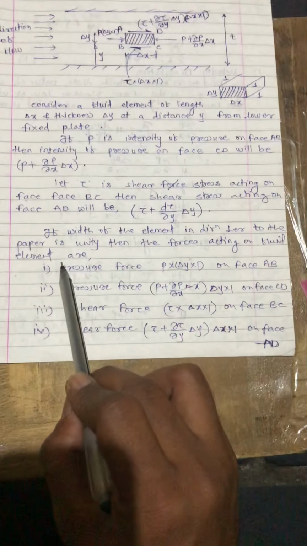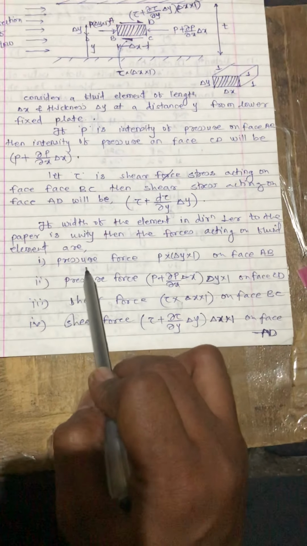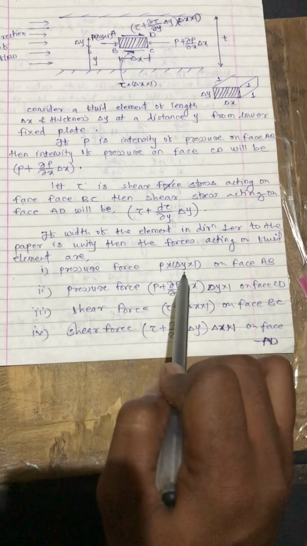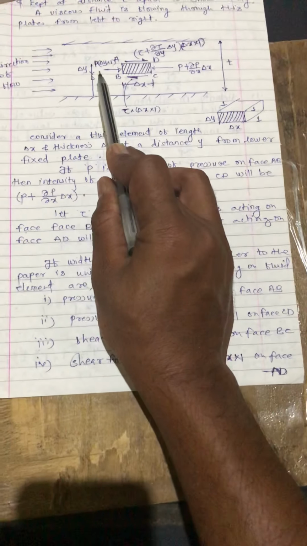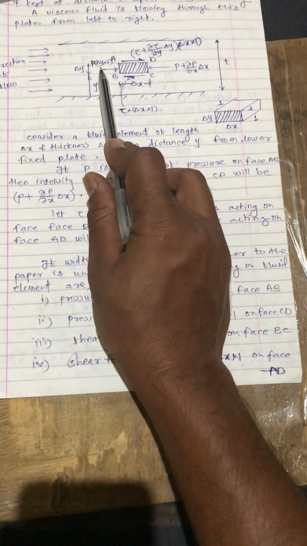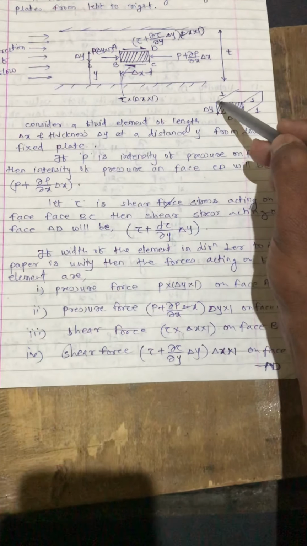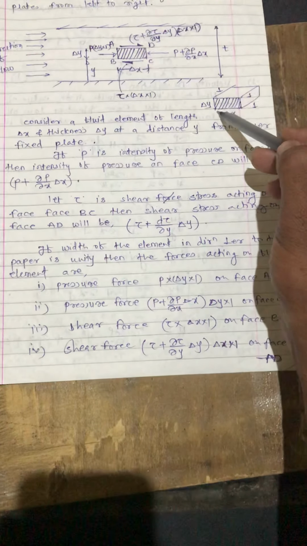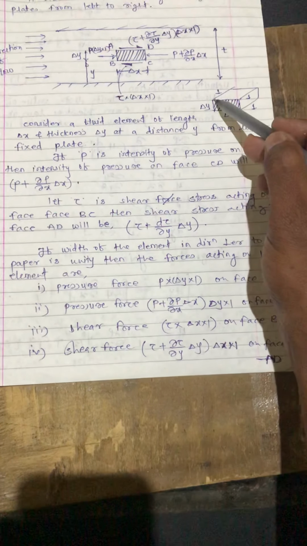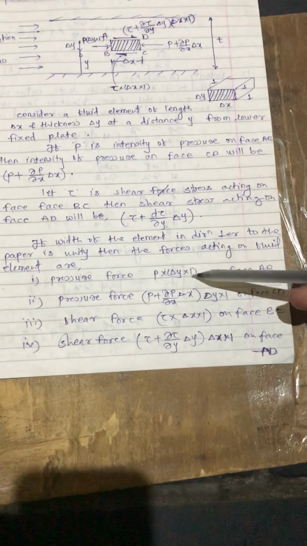So the forces acting on the fluid element will become: pressure force P into delta y into 1 on face AB. Look, this is pressure intensity, and force is nothing but pressure into area. Now this pressure is P, and the area of face AB is this thickness into this width, so delta y into 1.